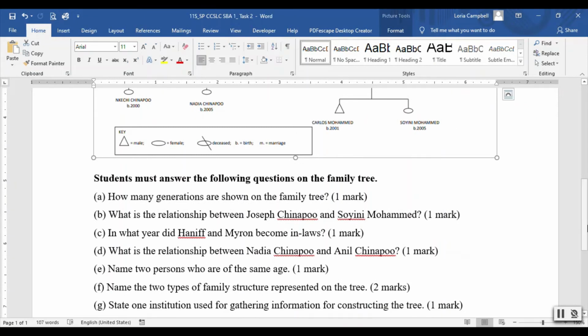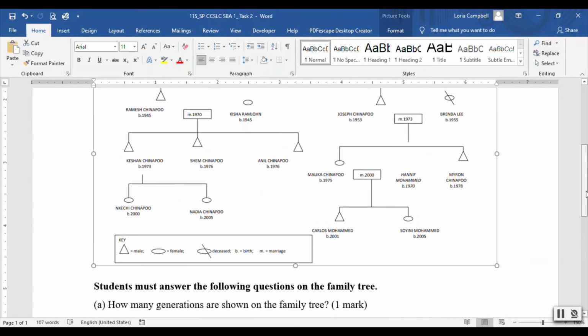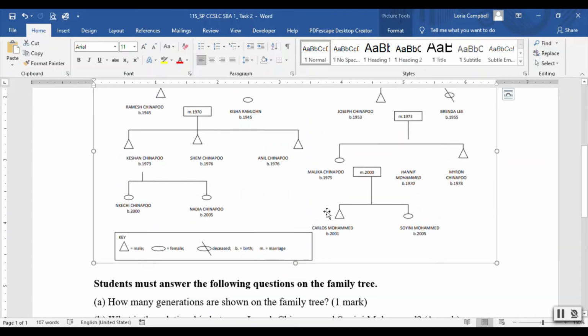Name two persons who are of the same age. So remember, we have the birth dates for everybody. So all you have to do is just look for anybody who has the same birth year. So Keisha, 1973. Can we find anybody else with 1973? Not married 1973, birth. So 1973. Can we find another one? I'm not seeing any.